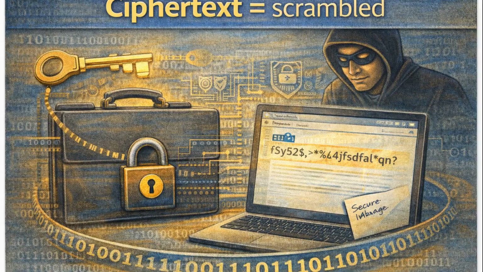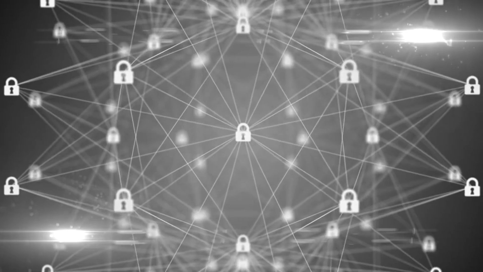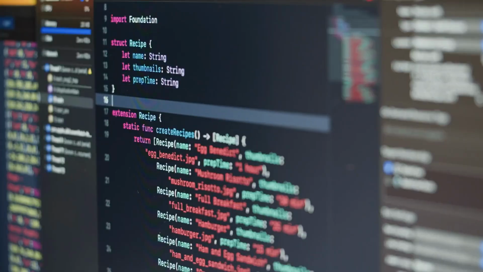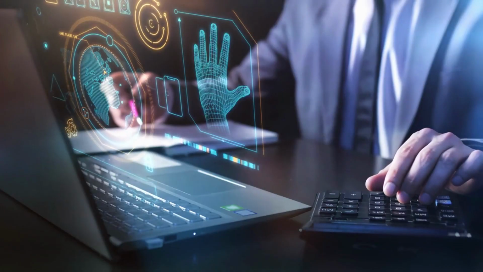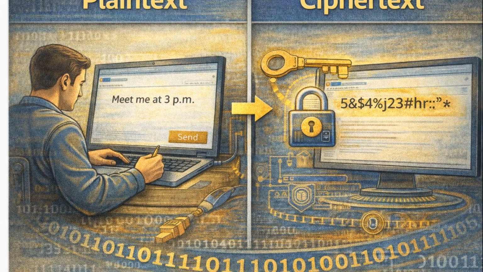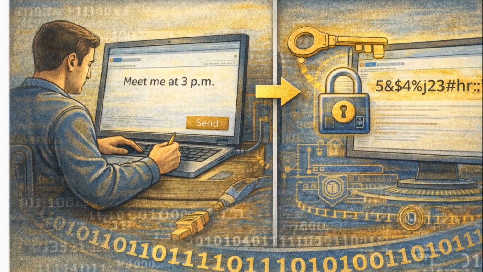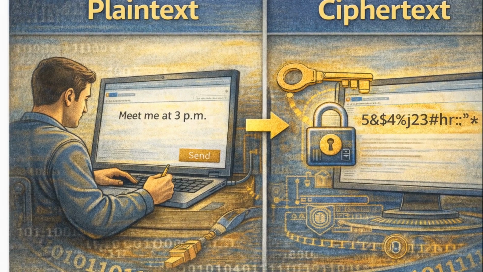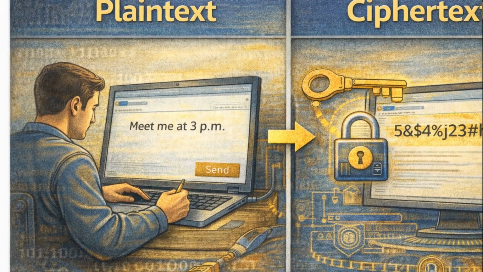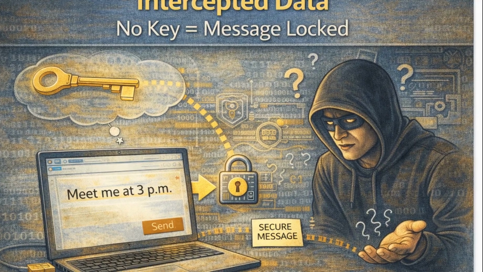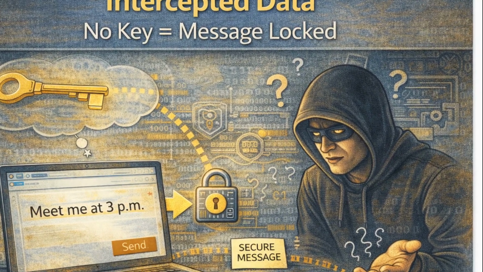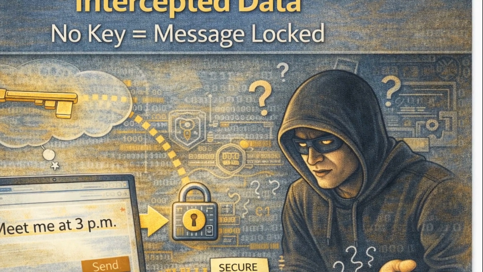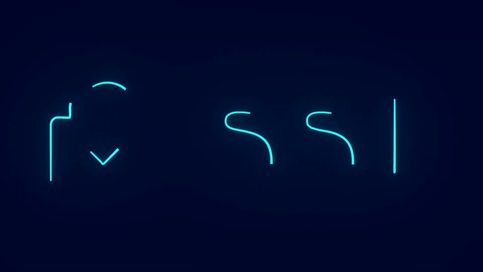Plaintext equals readable, ciphertext equals scrambled, key equals secret value, algorithm equals recipe. Here's the simplest example. If I write, "Meet me at 3 p.m.," that's plaintext. After encryption, it becomes unreadable characters, ciphertext. So even if someone captures the data, they can't understand it without the key. Plaintext to ciphertext with key.